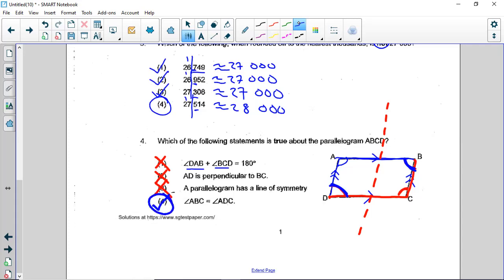Opposite angles are equal. Okay, so where are the opposite angles? It means the angles that are across from each other. All right, they are equal. Okay, let's go to the next one.